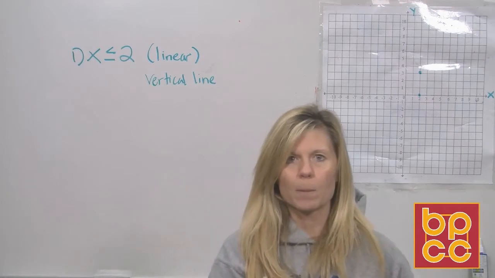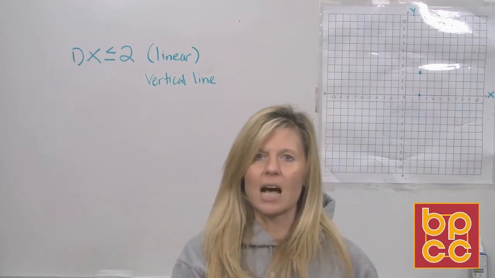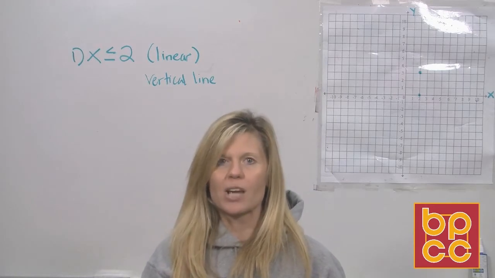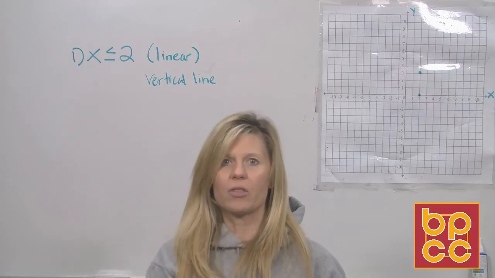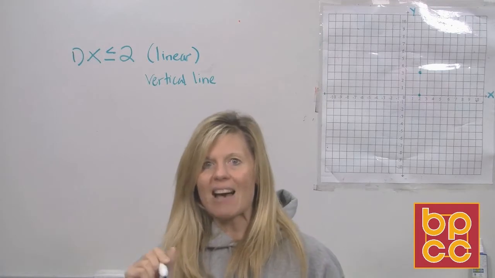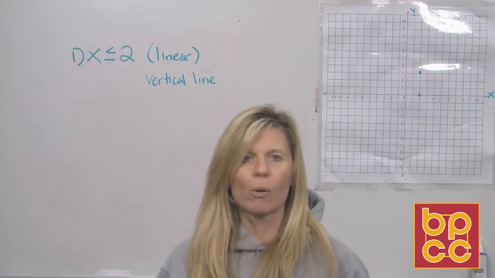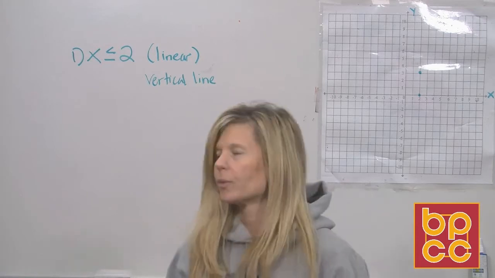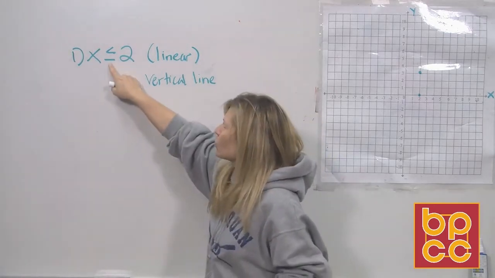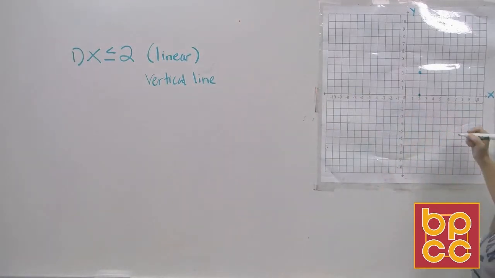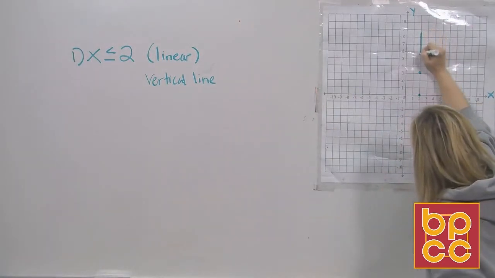Here's the new part. Do you make this line solid or broken? If it has an equals, you keep it solid because you're saying the points you plotted are part of the answer. If it doesn't have an equals, you make the line broken. A broken line means the points are not part of the answer. So if you look, I have an equals, this is solid. Any point whose x value is the number 2 is part of the solution.